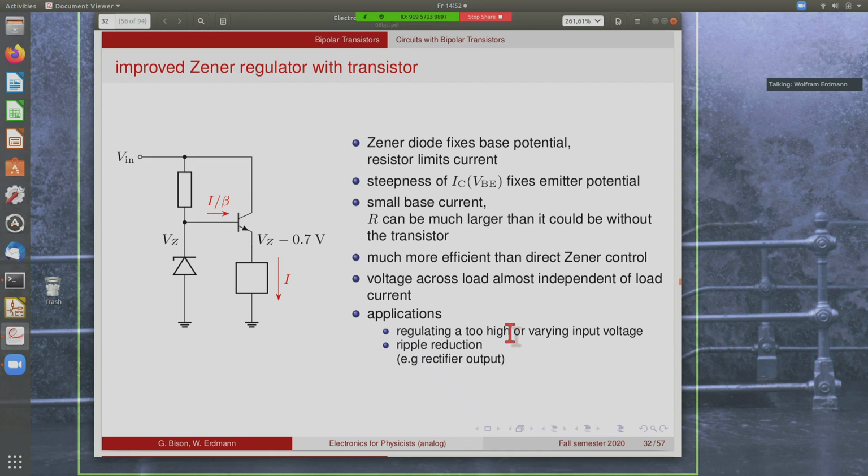So you regulate a voltage that is too high or varying, like a battery output, for instance, or you can use it also to reduce ripple in your supply voltage. For instance, when you have a rectifier output, this is not perfectly flat, as we've seen, but it has some residual ripple on it that we can reduce by using such a regulator here.